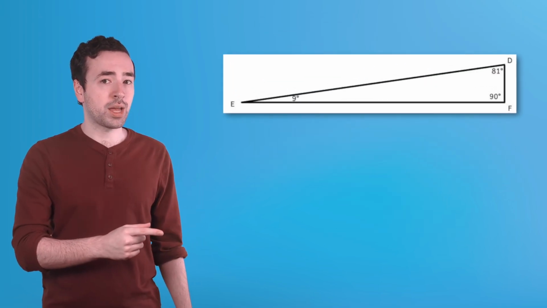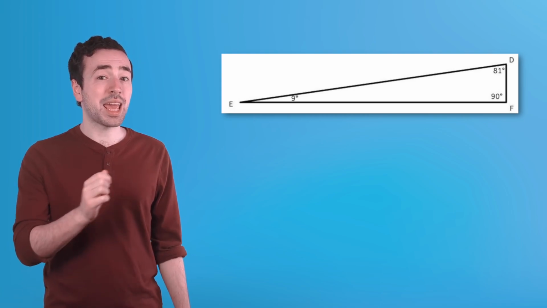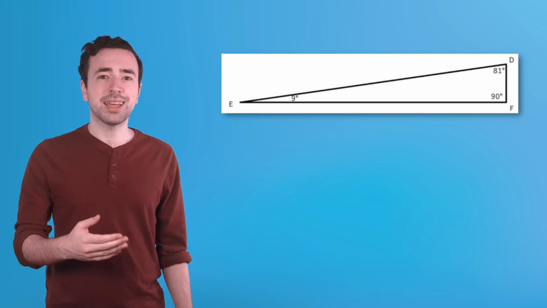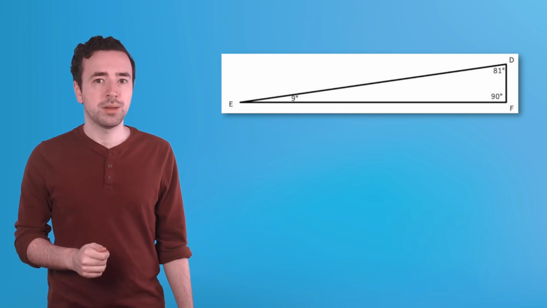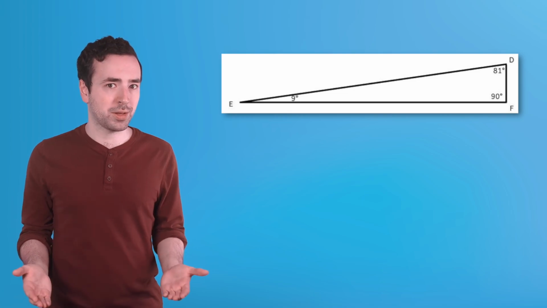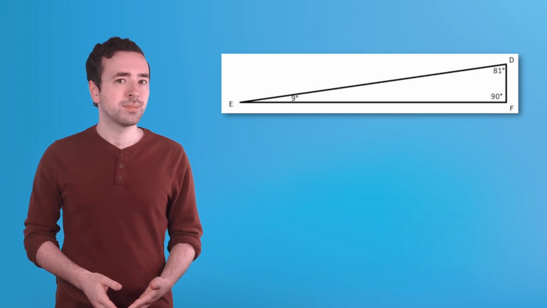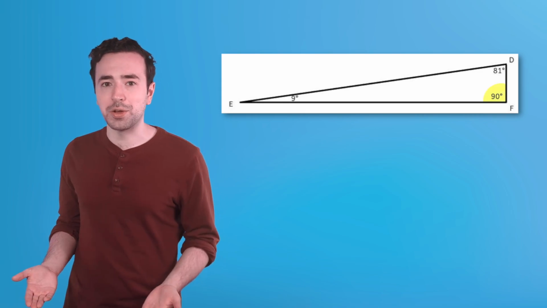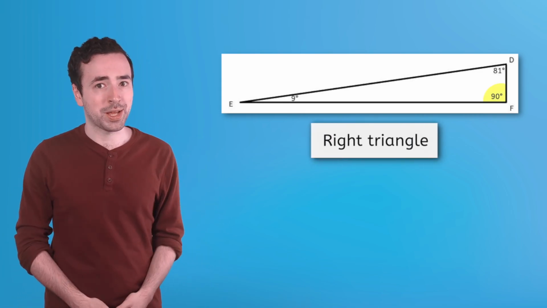This next triangle, triangle DEF, is different. Angle D is 81 degrees, and E is just 9 degrees. So they're both acute angles. But angle F is 90 degrees, which means it's a right angle. What's the name of this type of triangle? Since there's one right angle, that means the entire triangle is classified as a right triangle.